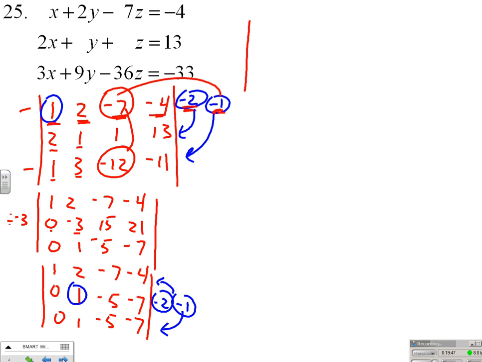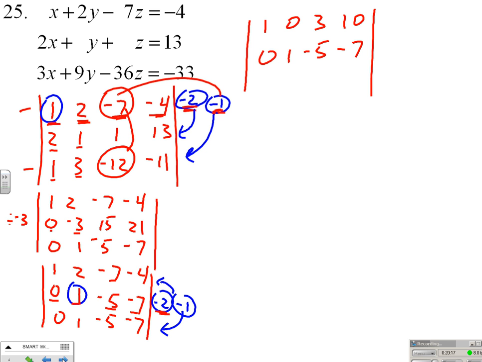I get 0 times -2, 0 and 1. I get -2 and 2, 0. That's what we're doing this for. I get +10 and -7, 3. I get negative 7 times negative 2, 14, and negative 4, 10. The middle row stays the same: 0, 1, negative 5, negative 7.